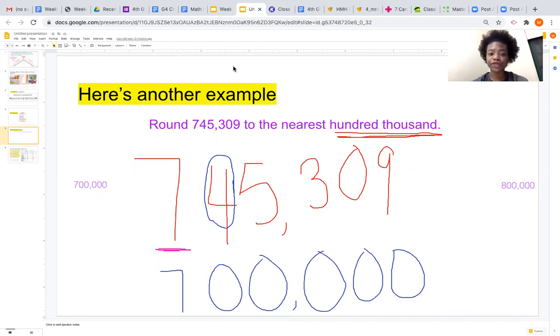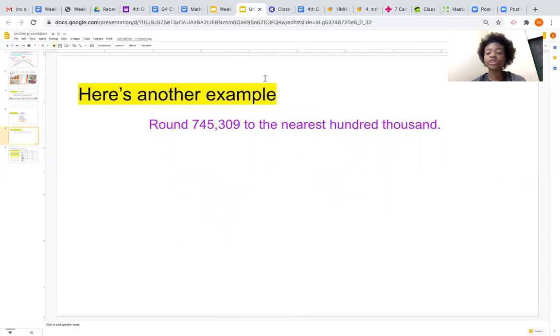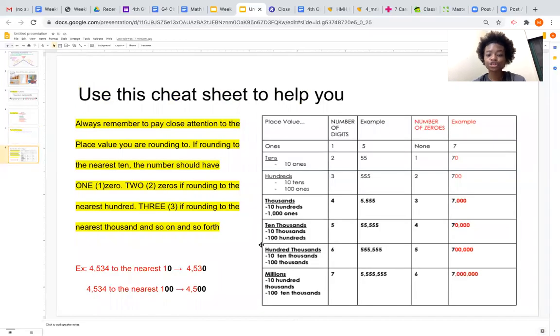I have one more trick for you, and this is going to be a major help. It's very important that you pay attention to the place value that you are rounding to, because that is going to be a big hint as to the number of zeros that you should have when you get your final rounded number. If you're rounding to the nearest 10, you should have 1 zero. If you're rounding to the nearest 100, you should have 2 zeros. If you're rounding to the nearest 1,000, you should have 3 zeros, and so on and so forth.